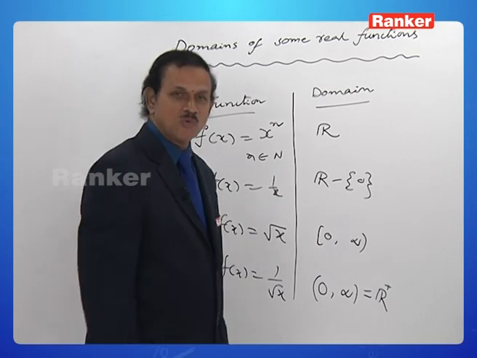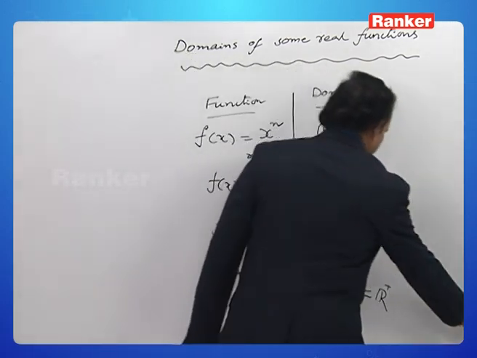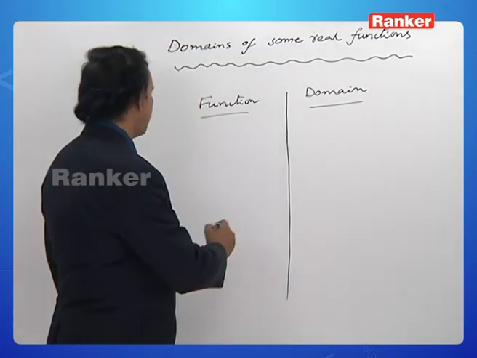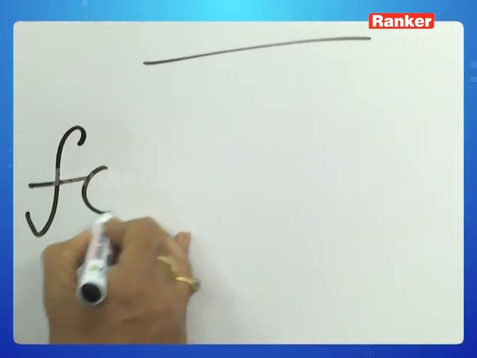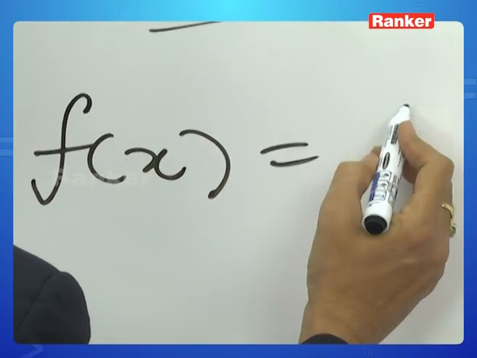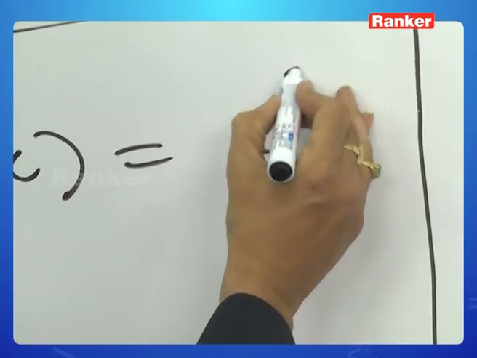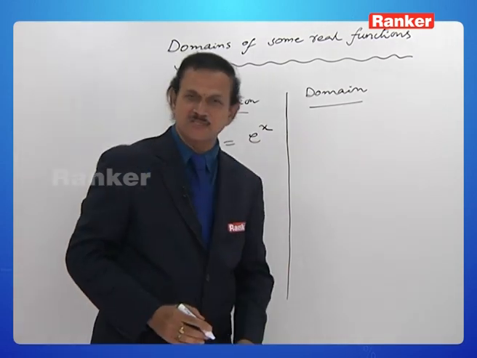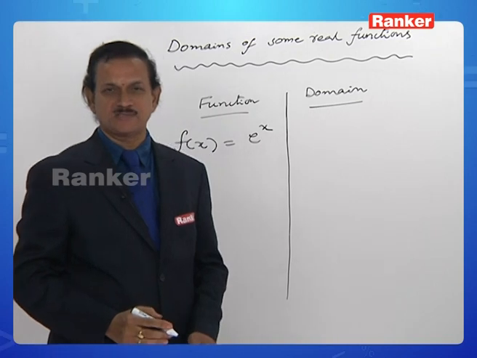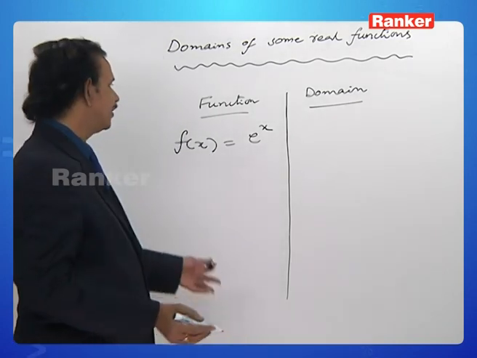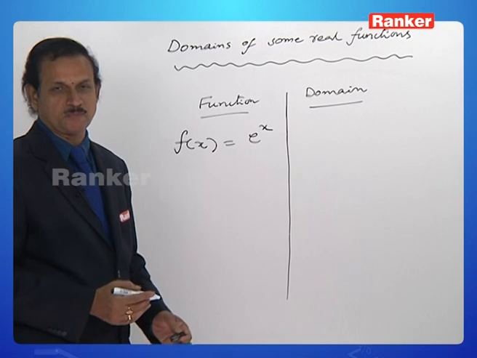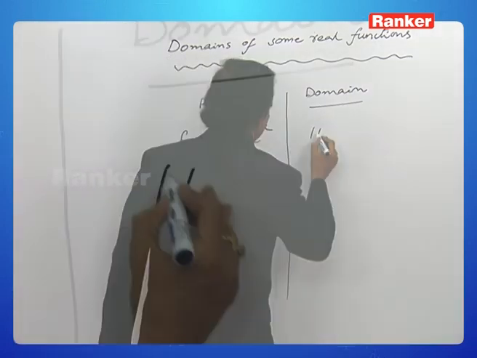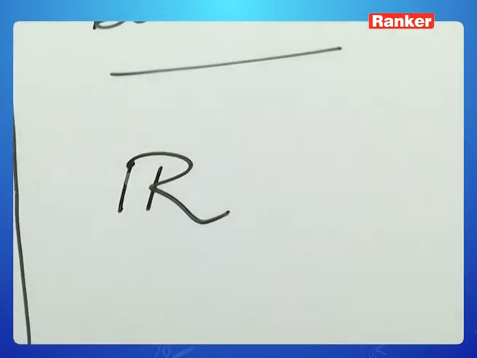Let us see some more functions. f of x is equal to e power x. We all know that for any real value of x, we can always find e power x. So, we can find no real number x such that e power x may not be defined. Hence, the domain of this function is the set of real numbers.